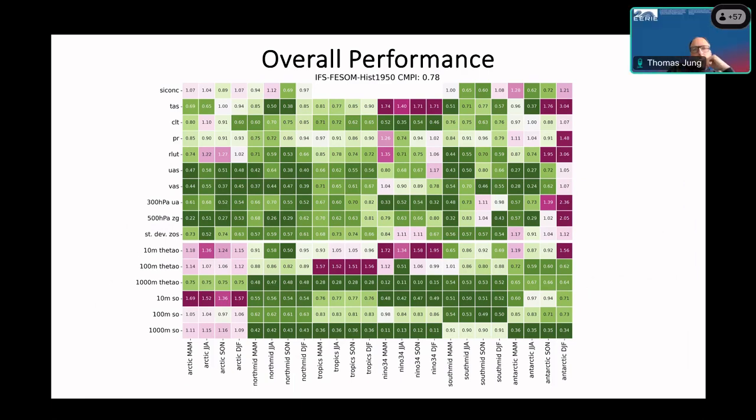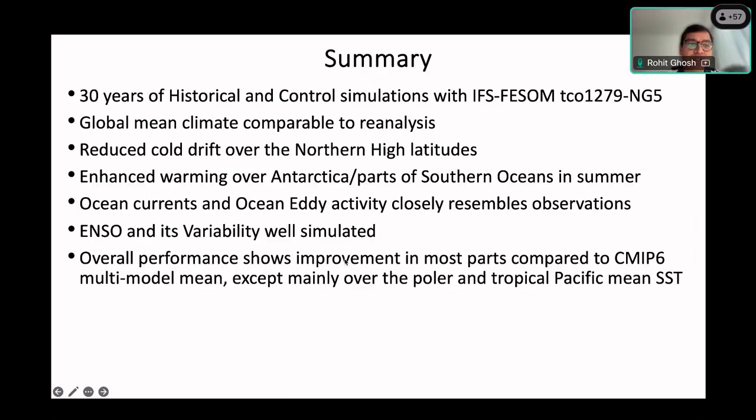Okay, so to summarize, what I'm showing you here are 30 years of historical and control simulations. Hopefully we can all have a look at them this week or by next week; it's almost ready to be given. You've seen that the global mean climate is comparable to the reanalysis, and there is a reduced cold drift in the northern high latitudes compared to what we started with in the spin up. But there is enhanced warming over the Antarctic and parts of the Southern Ocean currents. Variability is very close to what we see in the observations. ENSO variability is well simulated. Overall performance shows improvement for the most part, except mainly the polar regions.